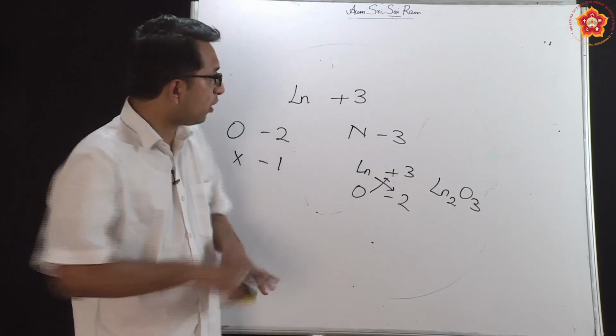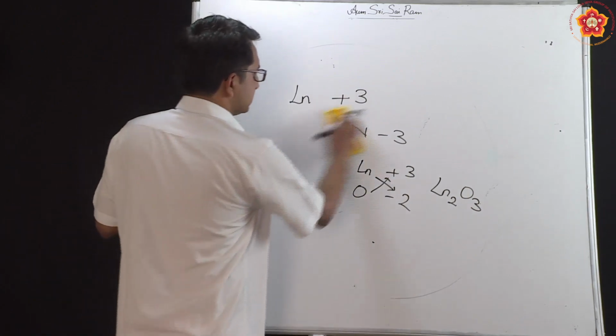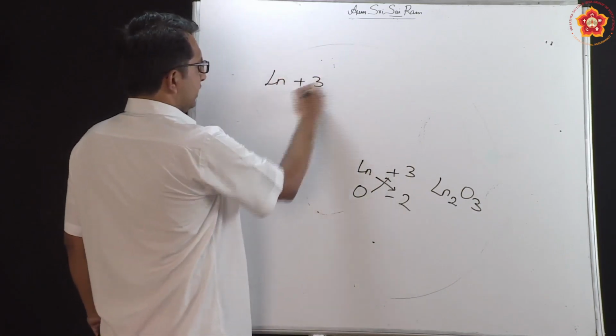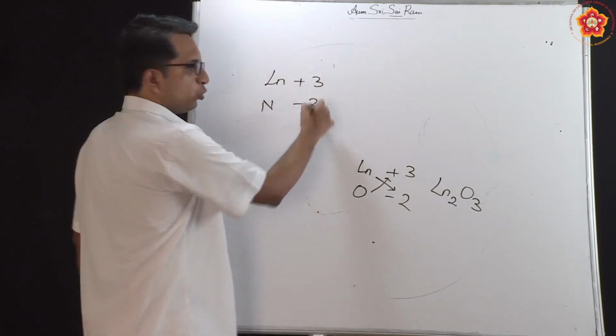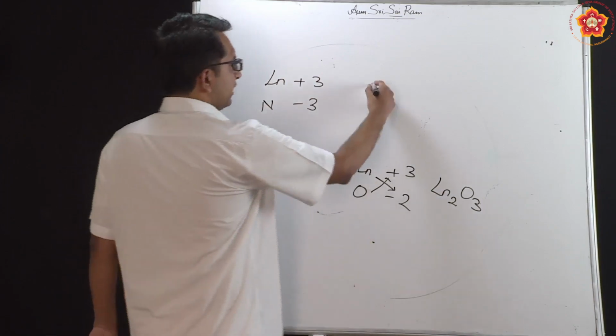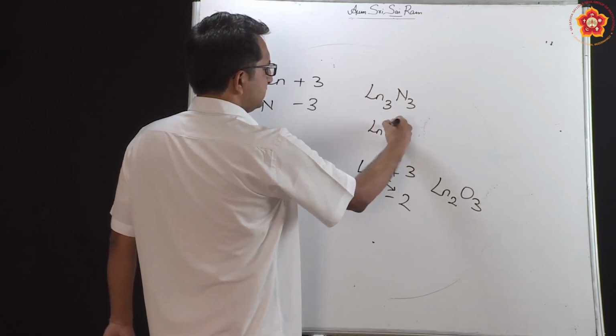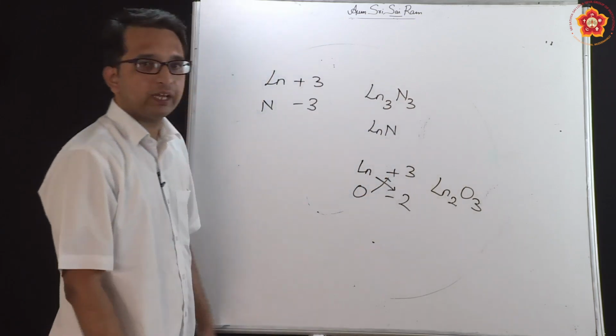Suppose I want to form a lanthanum nitride. How can I form it? Ln is +3, and nitrogen we know to have a -3 state. So when I write the formula, it is Ln3N3, which can be written as LnN. This is how the formula can be formed.